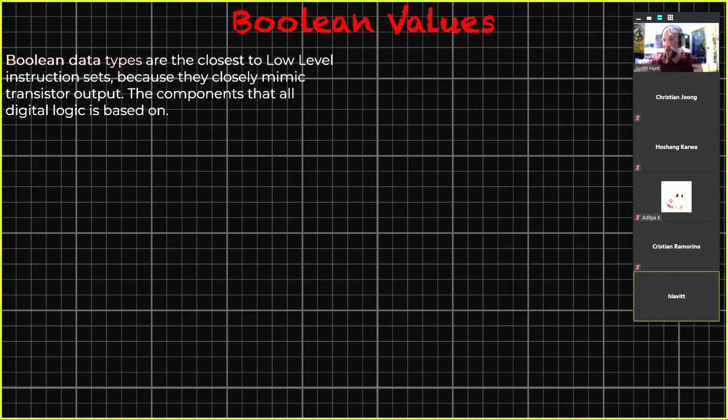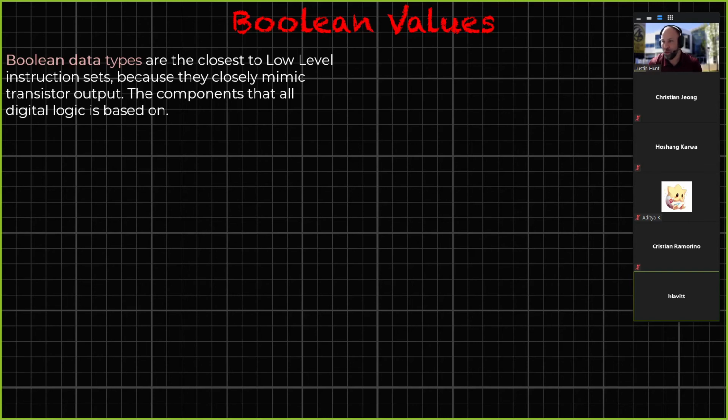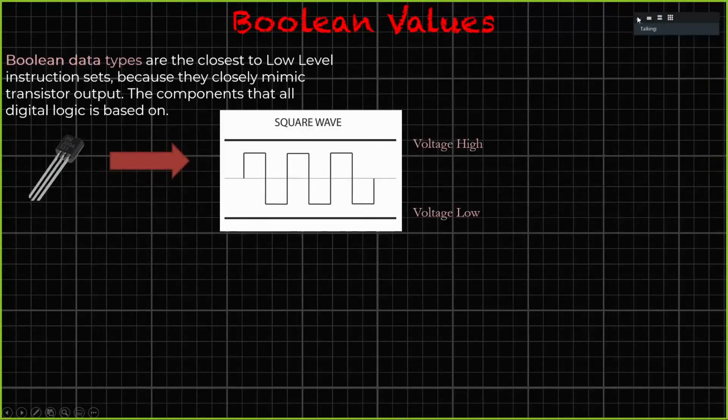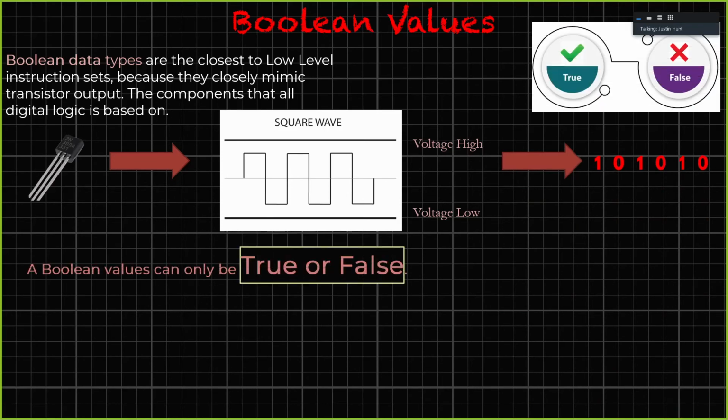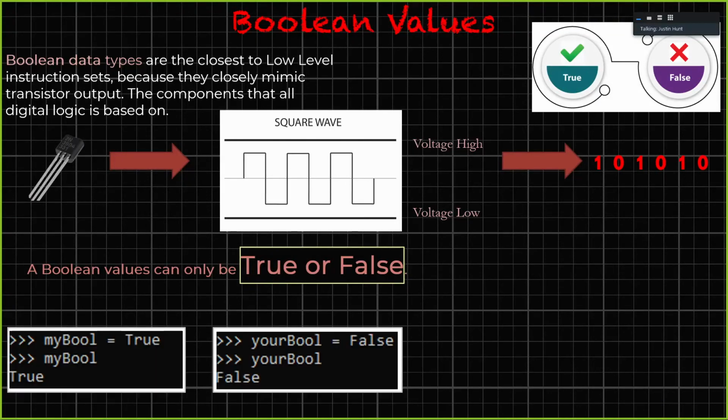Cool. I'm going to go through Boolean values pretty quickly. What you need to know is Boolean values mimic what transistors do. They read a voltage high or a voltage low, which equates to a 1 or a 0, and that's what the entire binary infrastructure is built off of, the presence or the absence of electricity. So that being said, a Boolean value represents true or false.